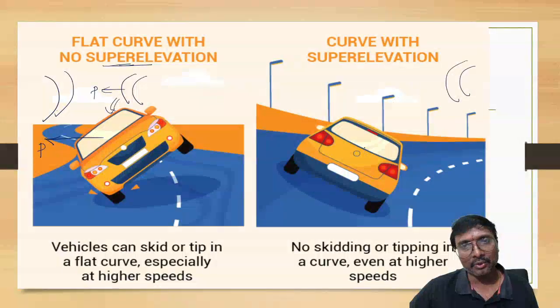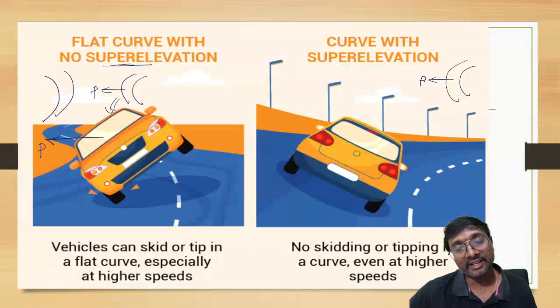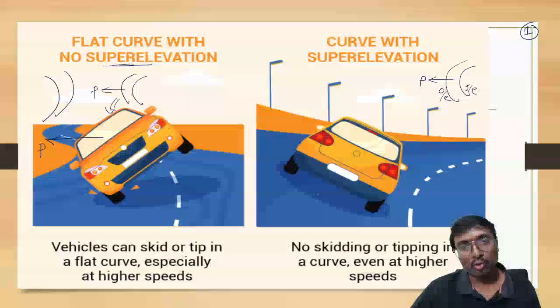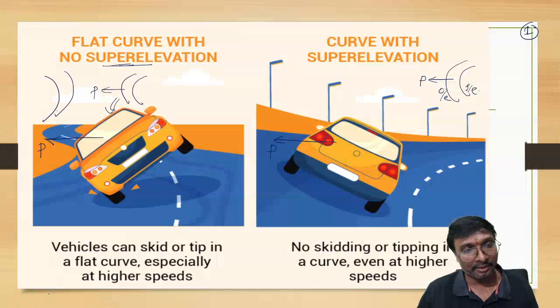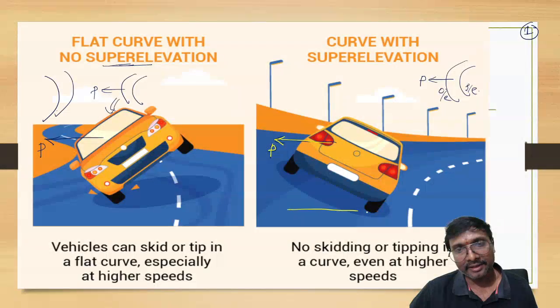So to avoid this, what are we doing? This is centrifugal force, right? Centrifugal force is acting in this direction, so it is overturning the vehicle in this outer edge direction. Then what do we need to do to overcome this overturning? We need to rotate the pavement inwards, right? So that the centrifugal force P acting in this outer edge direction will be resisted by this super elevation, you can say.